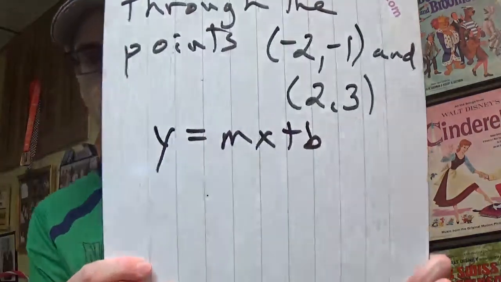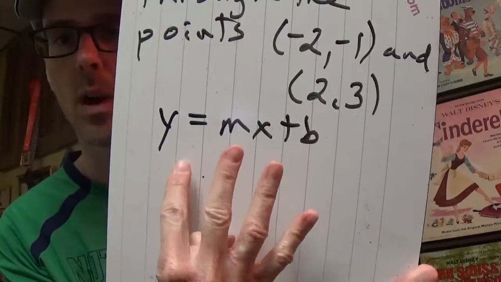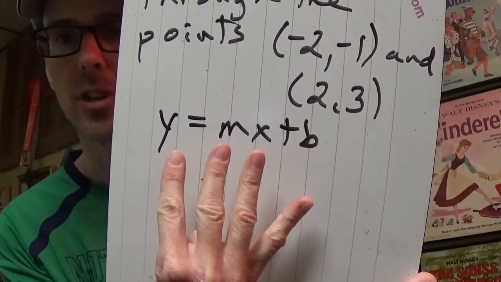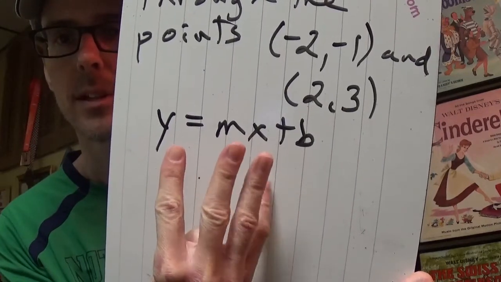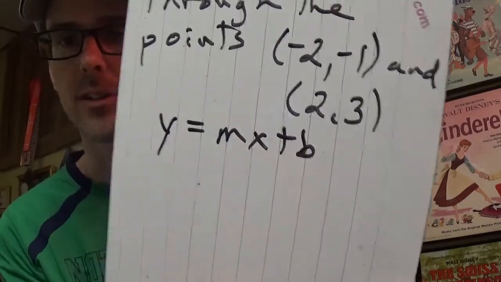Alright. Let's go back to your other good friend, slope-intercept form. Again, there's 4 variables. Y, M, X, and B. 4 variables. As long as you know 3 of them, you can figure out the 4th. As long as you know these 3, you can figure out the 4th.